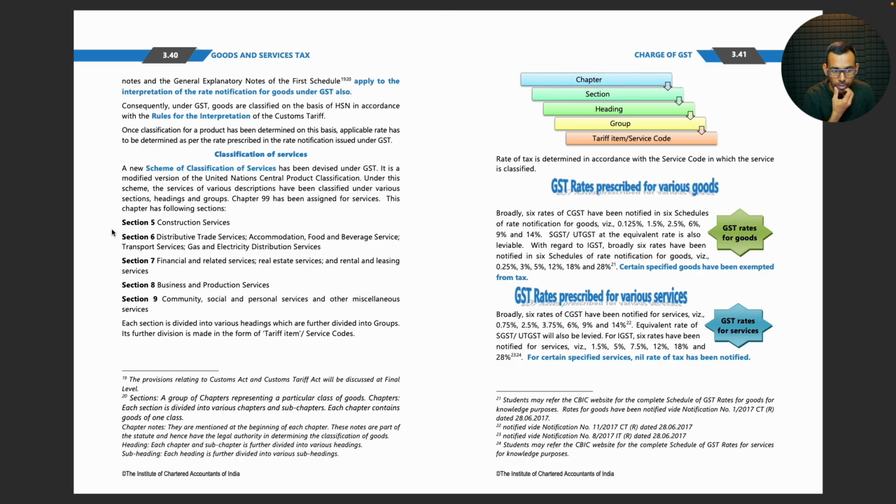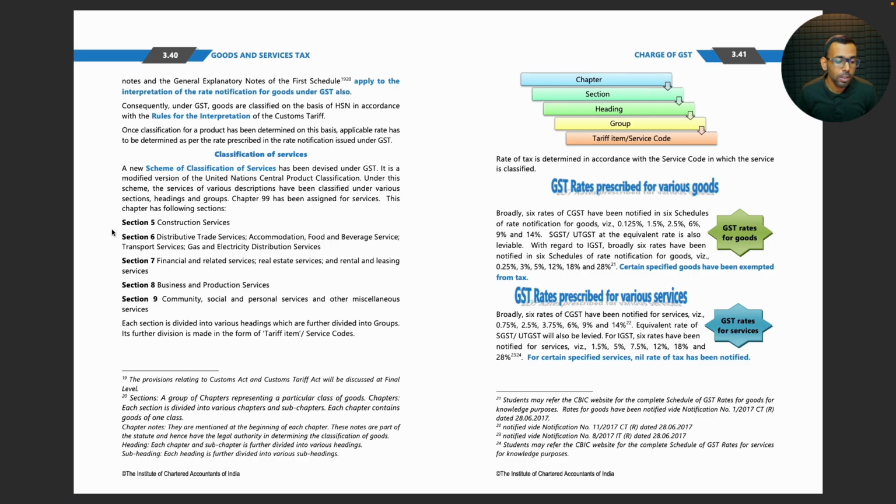Section 5, construction services, distributive trade services, accommodation, food and beverage service, transport services, gas and electricity distribution services. Section 7, financial and related services, real estate services, rental and leasing services, business and production services. Section 9, community, social, personal services and other miscellaneous services. Each section is divided into various headings which are further divided into groups.